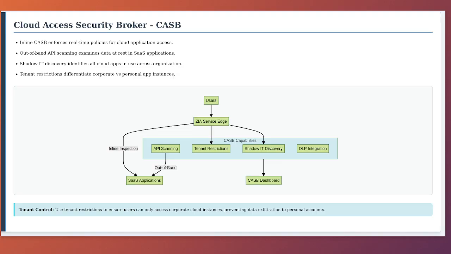The diagram shows the CASB architecture. Users access software as a service applications through inline inspection at ZIA Service Edge where real-time policies are enforced. API scanning provides out-of-band access to scan data at rest in the software as a service applications. Shadow IT discovery analyzes traffic patterns to identify all cloud applications in use. The CASB dashboard provides visibility and control, feeding into DLP integration for data protection and policy enforcement for access control. This comprehensive approach covers both real-time and at-rest data protection for cloud applications.